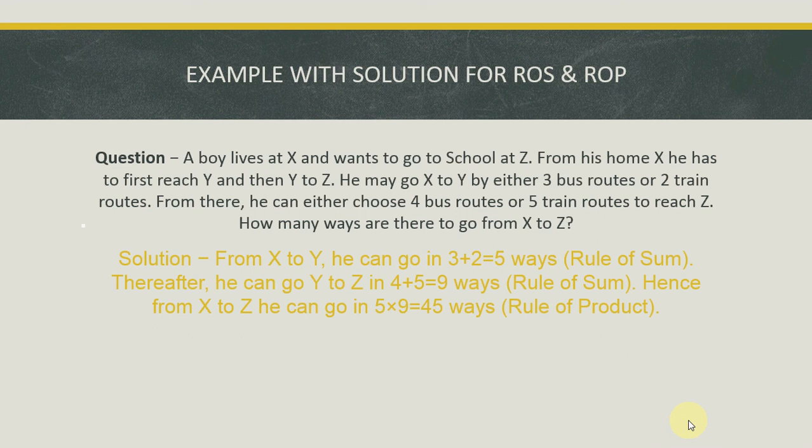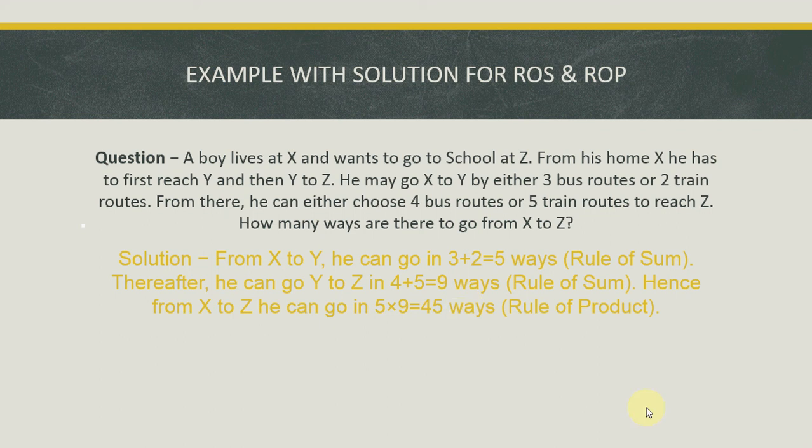This is also the rule of sum, because here he may go through 3 bus routes or 2 train routes. That is the equation, and from there he can choose either 4 bus routes or 5 train routes to reach the destination. Then we combine that. At last, we just put down the 5 into 9, which is 45 ways. This is the rule of product.